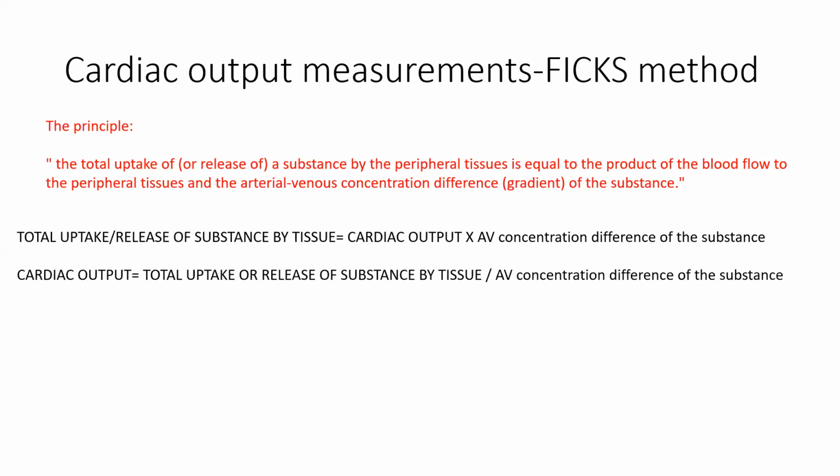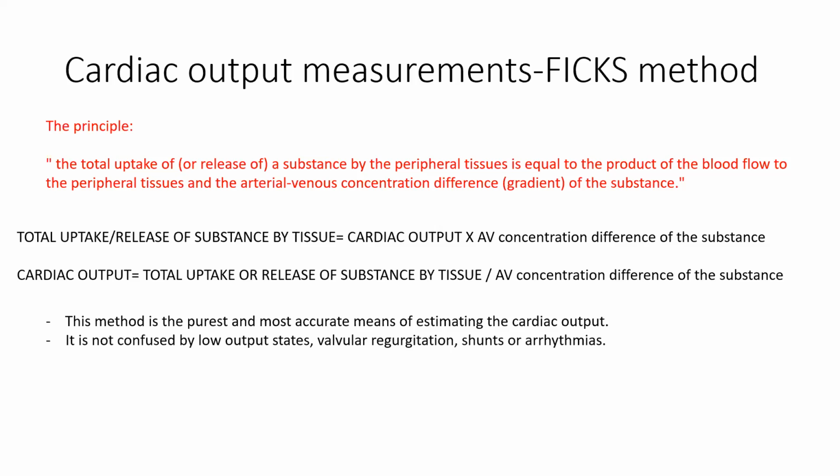So if you were to rearrange the equation, cardiac output is equal to the total utilization of oxygen, or oxygen uptake, divided by the difference in concentration of oxygen between artery and vein. Okay, so this is the Fick method. It's the purest and most accurate means of estimating cardiac output. It's not confused by low output state, valvular regurgitation, shunt, or arrhythmia.